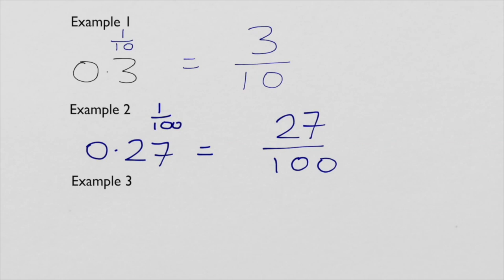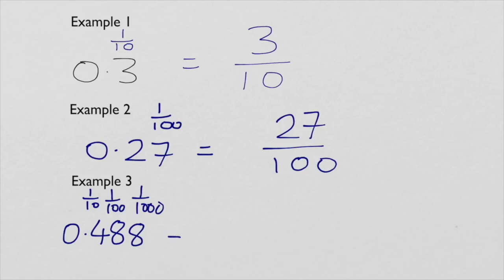And then finally, let's have a look at a decimal with three numbers after the decimal point. So I need to look at that last number there and work out what column it lies in. And I know that's the 1/10, and the second one's the 100th. That last 8 is in the 1000th column. So that means the fraction is going to be over 1000. And then I just need to write out the full number that's after the decimal point, which is 488.